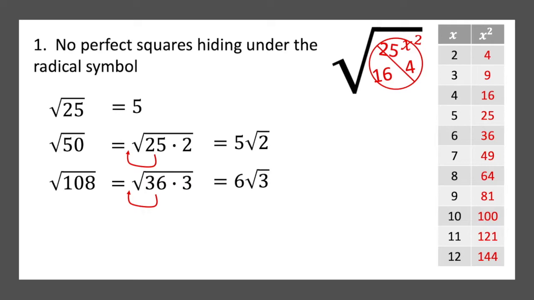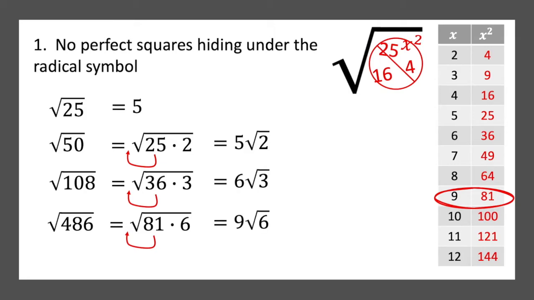Now, what happens if you get a number that's really big? And you can't just see what perfect squares are hiding under there. I usually just start with some big perfect squares and see if they divide in evenly. So 486 divided by 144, yeah, it doesn't work. Divided by 121, nope, that doesn't work either. Divided by 100, nope. 486 divided by 81, yes. 81 times 6 is 486. Now I see that this perfect square is hiding in there. I'll take the 81 out. It becomes a 9, and I get 9 times the square root of 6.